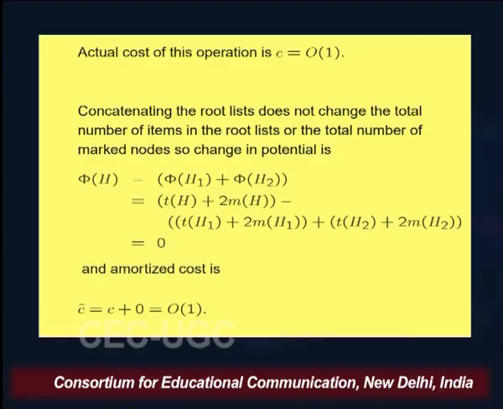So, we have seen a very small example of how we are going to unite the two heaps, and how it is not going to trigger any change in amortized cost, and the amortized cost is equal to the actual cost, because there is no change in potential. So, this was the operation of uniting two heaps and its amortized analysis.